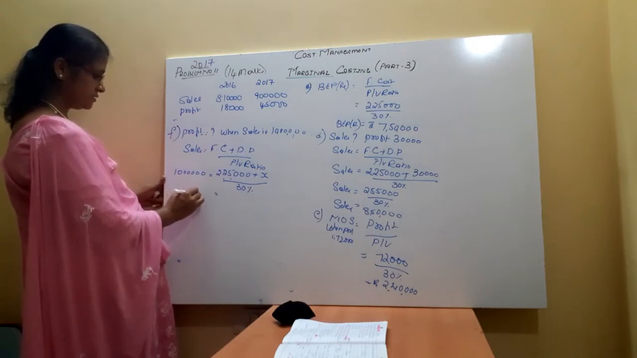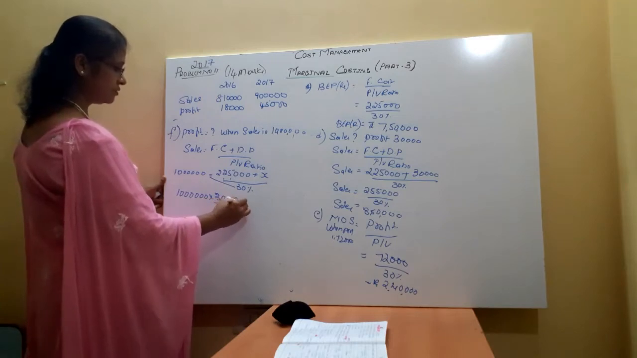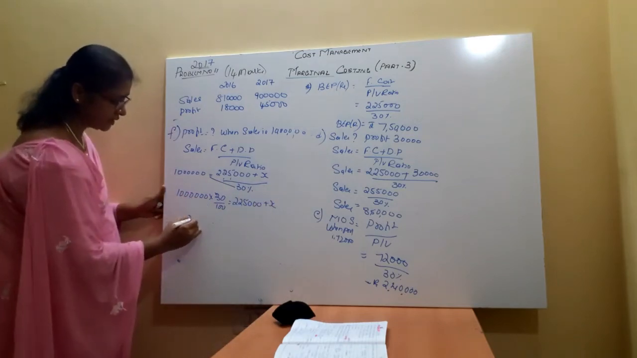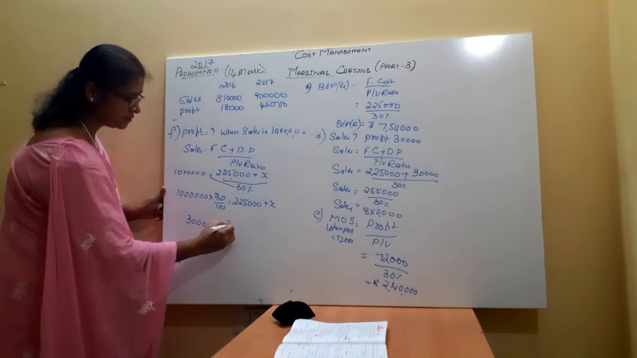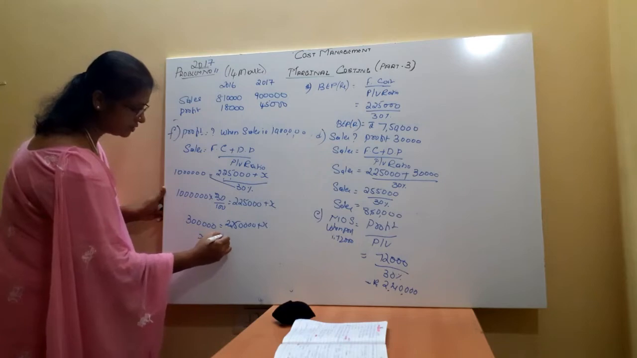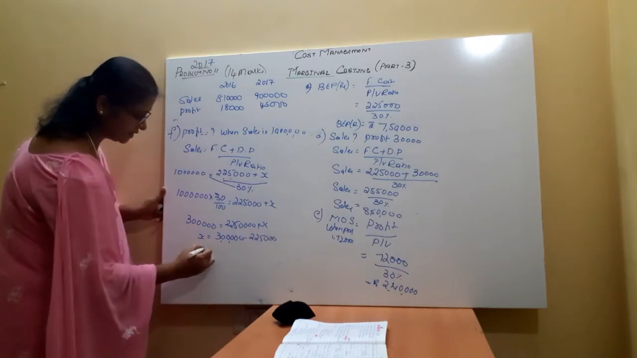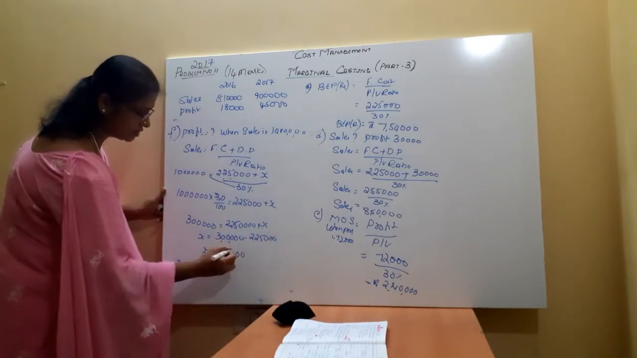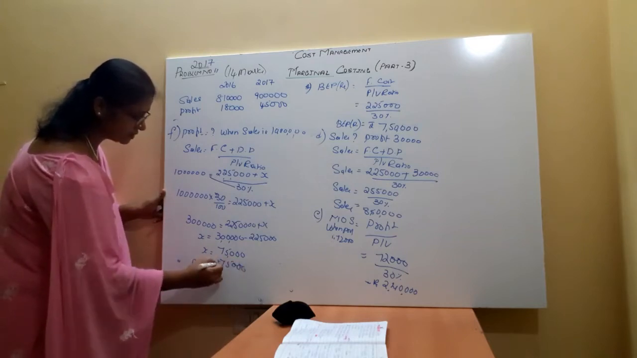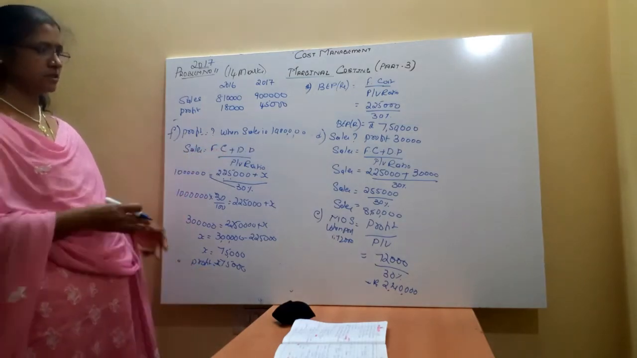So 10 lakhs into 30% when we cross multiply is equal to 2,25,000 plus X. So 30% of 10 lakhs is 3 lakhs is equal to 2,25,000 plus X. So X is equal to 3 lakhs minus 2,25,000. So X is 75,000. So what is X? X is nothing but profit. Profit is 75,000 rupees. So the meaning here is, when the sales is 10 lakhs, your profit is 75,000. Think it's clear?